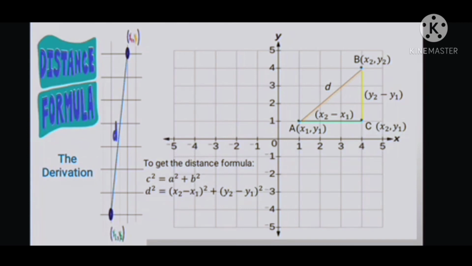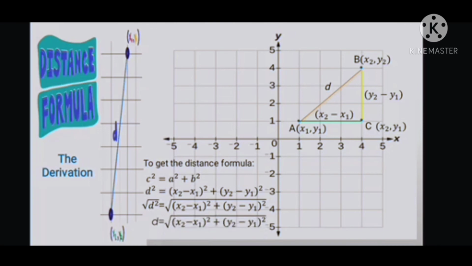So next step, we're going to square root both sides so that what will remain on the left side of our equation is only d. So we have square root of d squared is equal to the square root of x sub 2 minus x sub 1 squared plus y sub 2 minus y sub 1 squared. So what is square root of d squared? That is equal to d.